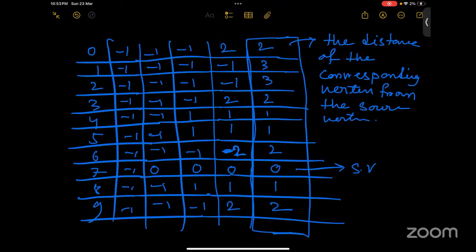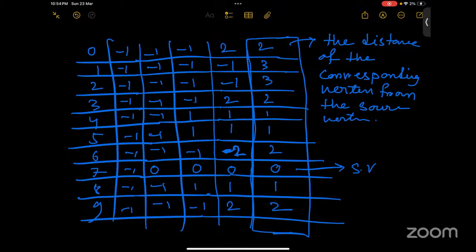That means it is connected by a single edge. That is why the distance is 1. Similarly, we can see for 0, 3, 9 and 6 we have the level as 2. That means the distance of these vertices from 7 is 2. That means we need 2 edges to go from 7 to these points. Okay.